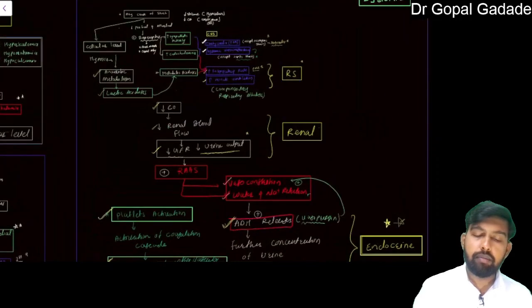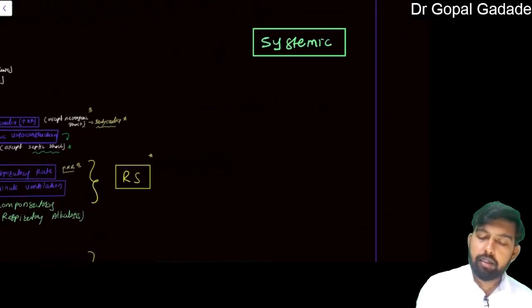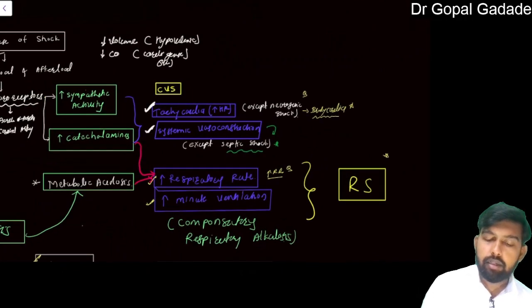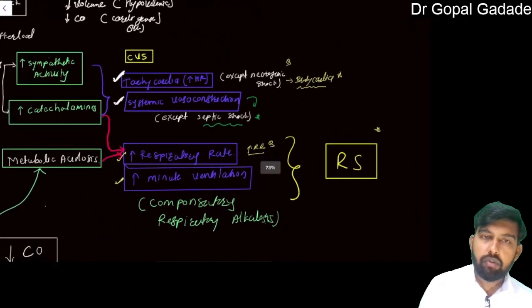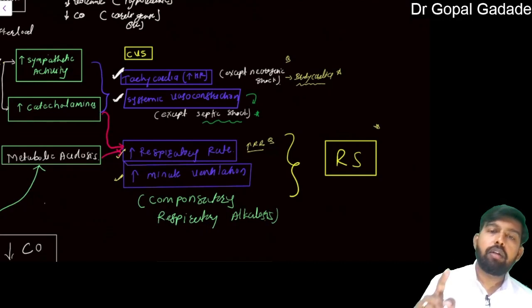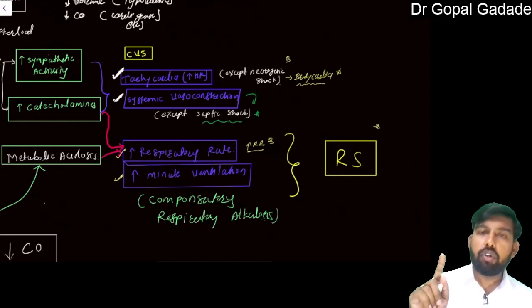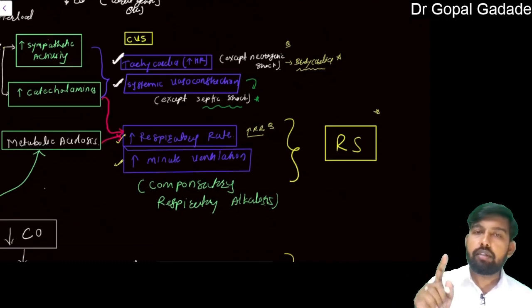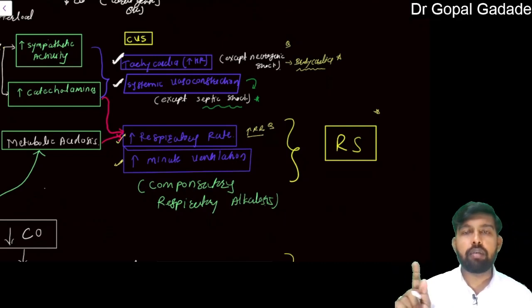So ultimately, remember that in the CVS there is an increased heart rate and a systemic vasoconstriction. The exception for the tachycardia is neurogenic shock. In neurogenic shock, there is bradycardia. Another effect is systemic vasoconstriction. The exception for that is septic shock. In septic shock, there is systemic vasodilatation.